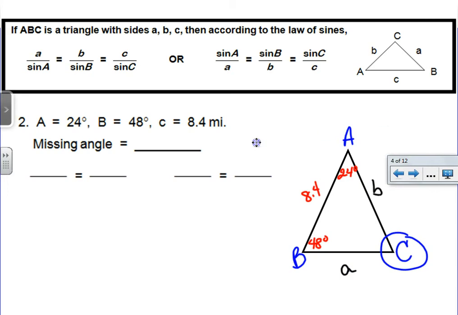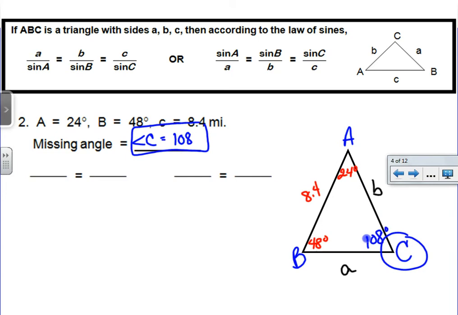So calculate for me, somebody, because I'm not going to pull up my calculator anymore. 180 minus 24 minus 48 real quick. How big is angle C? 108? Okay. And then label it clearly, box it in on your paper, and then also fill it in on your triangle.